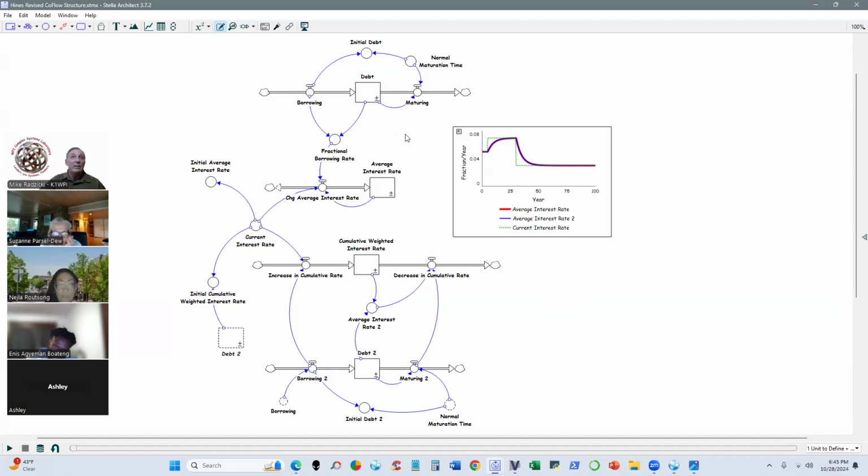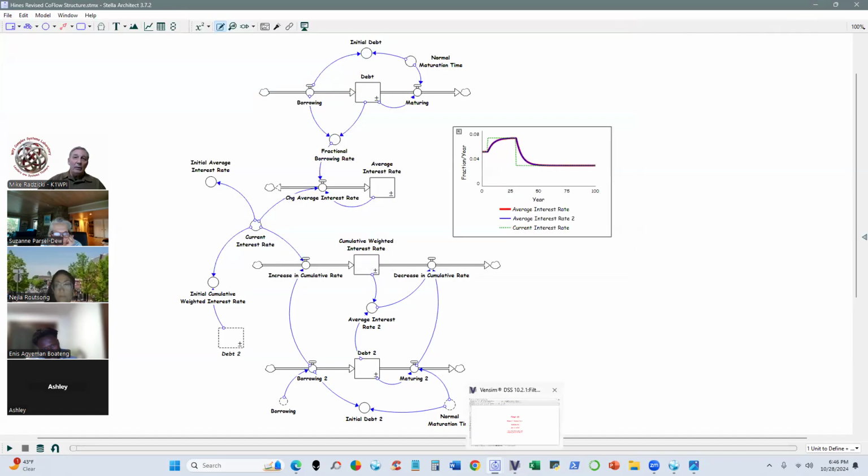Yes, Nejla. Just a quick question. What are the co-flows? Is it the debt 1 and 2, or is it the average interest rate 1 and 2? Well, this is the co-flow right here, not this. So it's going along for the ride with the debt. And from this, you're able to calculate the average value of something in here. Okay. So, very good.